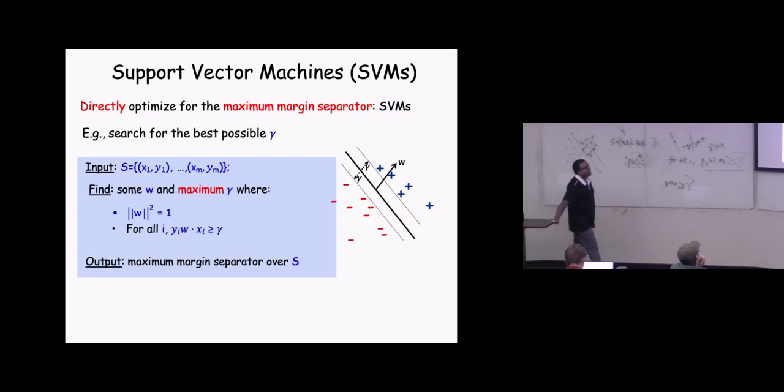So our output should be a W that maximizes this margin over S, with the constraint that the gamma we find is actually the maximum one that satisfies this. So that's a tricky problem, right? I mean, you have two unknowns, you have some constraint on both the unknowns, and you need to figure out both of them from the data. That's a hard problem.